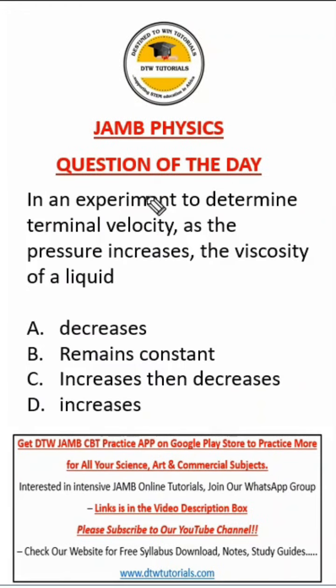Now, you can get this JAMB physics question. It says, in an experiment to determine terminal velocity, as the pressure increases the viscosity of a liquid, what happens? So there's an experiment where a ball bearing is dropped into a viscous liquid, such as engine oil. We notice that some forces act on it, where we have the weight, we have what we call viscous force, and we also have upthrust.